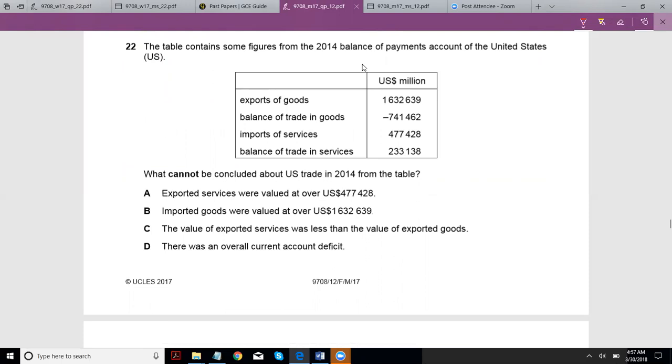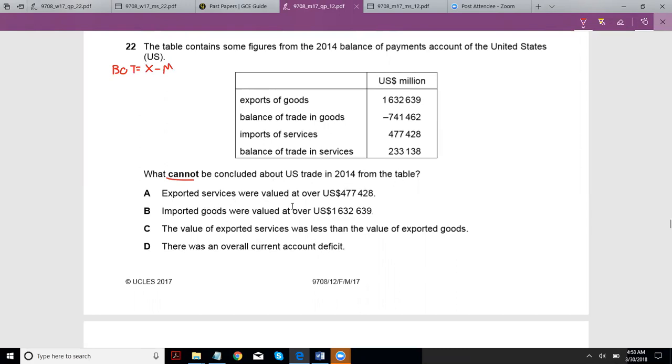The table contains some figures from the 2014 BOP account of the United States. So you have exports of goods, balance of trade in goods, imports of services, balance of trade in services. And if you remember, your balance of trade, whether goods or services, or the combination of both, was export revenue minus import expenditure, right? So what cannot be concluded about the US trade in 2014 from the table?